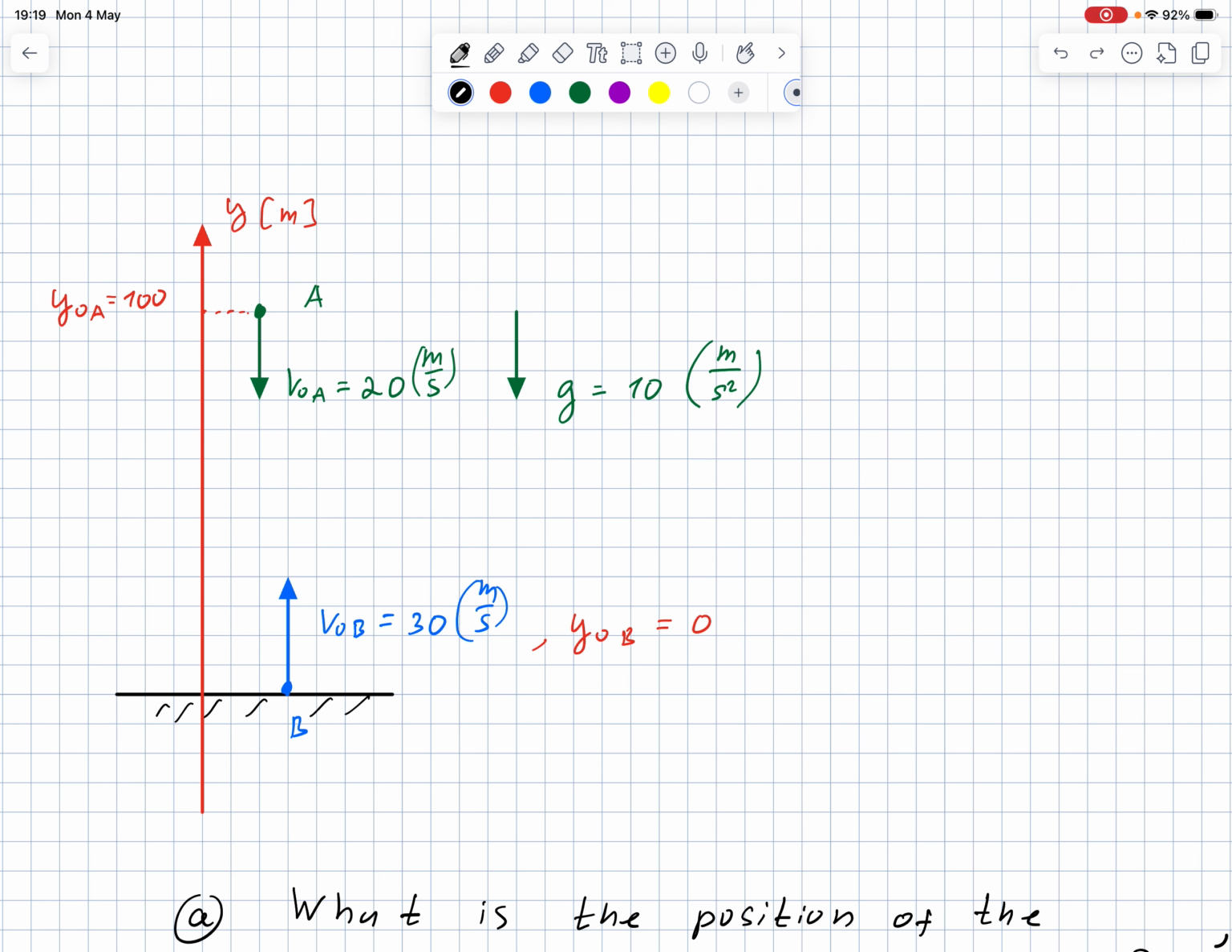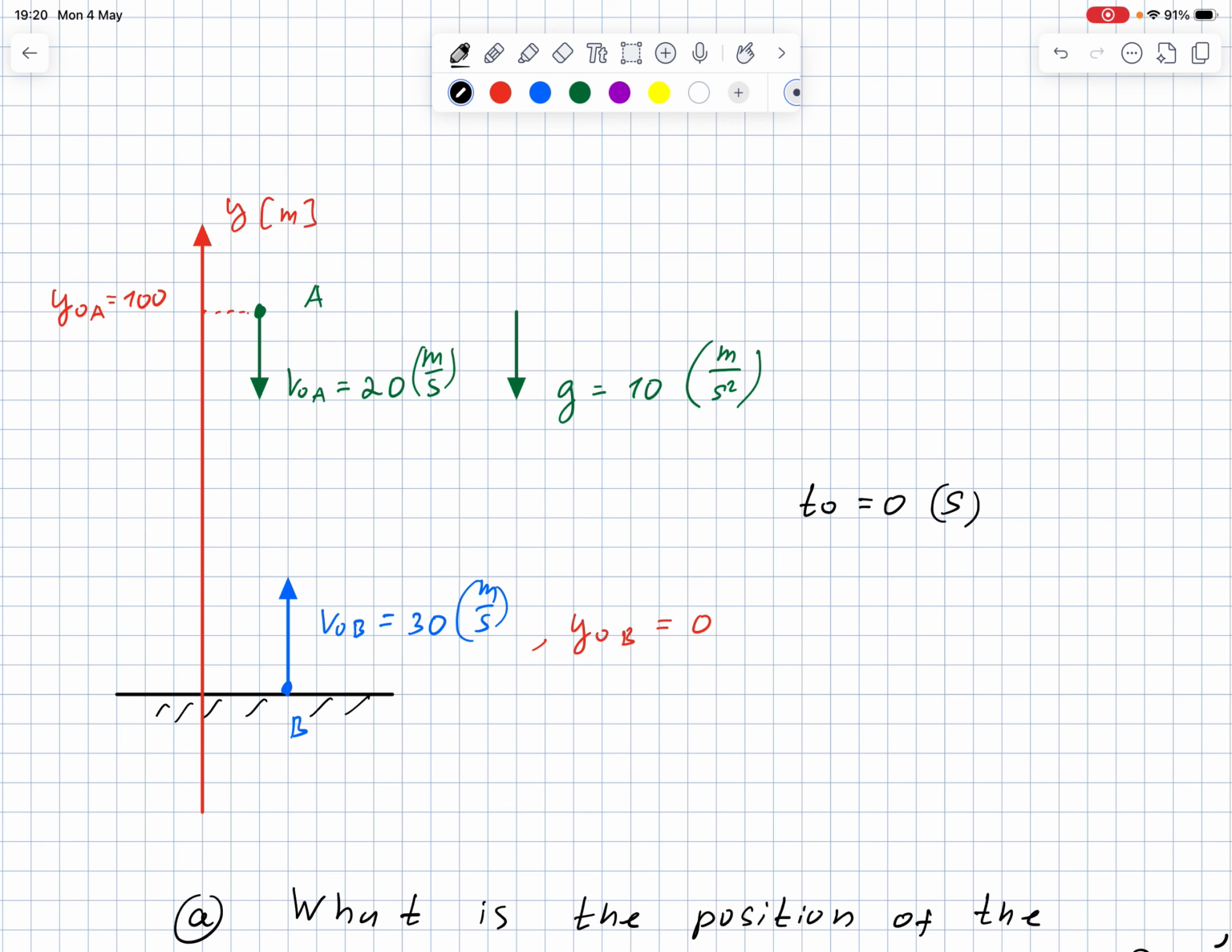Let's see the second object, which we call B. It has an initial position of 0 meters, an initial velocity upwards of 30 meters per second, and of course they begin their journey at the same time. We call it t0 equals 0 seconds.